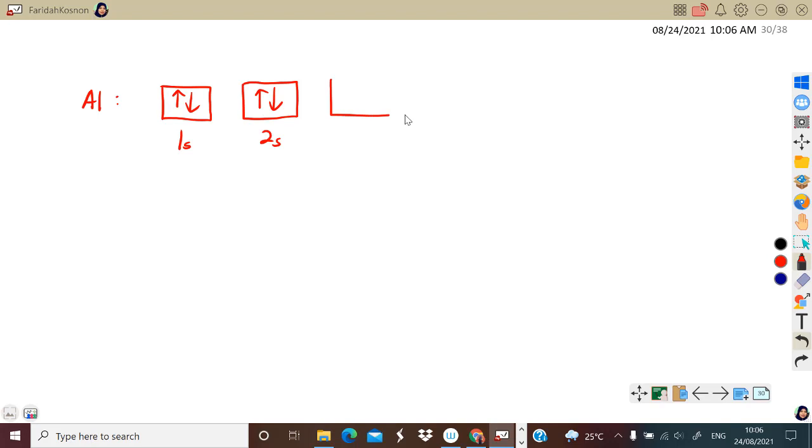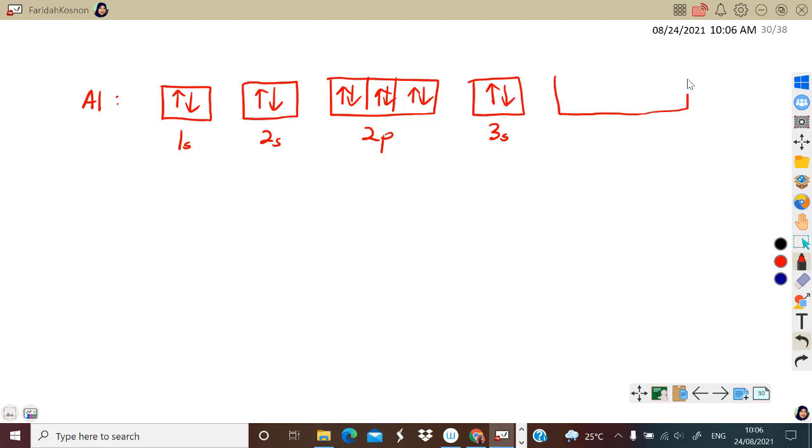Lepas tu kita ada 2p. 2p ada 3 kan? Okay. 1, 2, 3, 4, 5, 6. 10 lah. 10 ada 3 lagi elektron. Dia akan isi pada 3s. Mesti muat 2 sahaja. Lepas tu 3p. Jadi sekarang kita sudah isi 12. So, lagi satu elektron akan occupy 3p, one of the 3p orbital. Kita isilah dekat px ni.